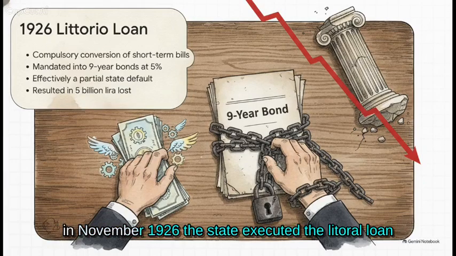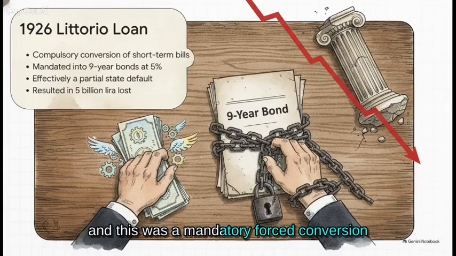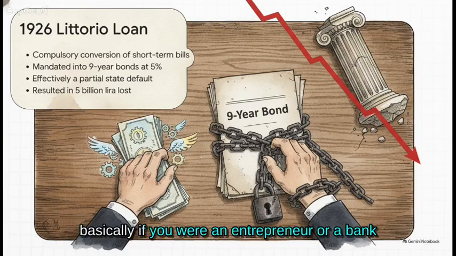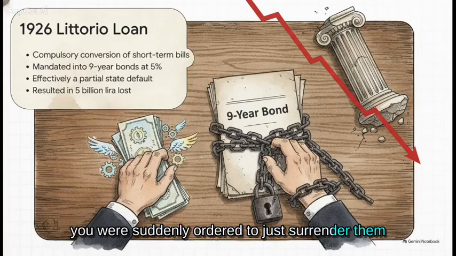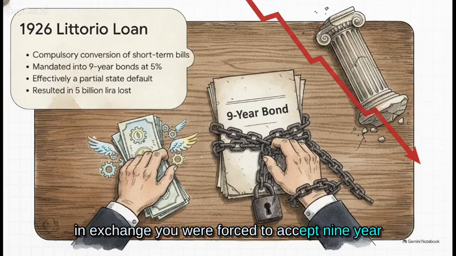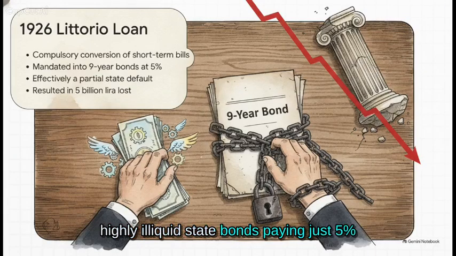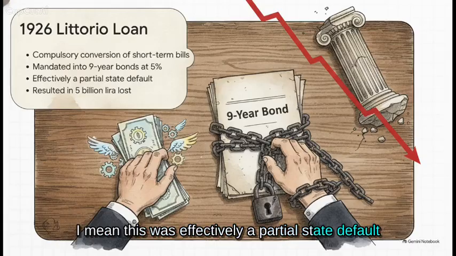In November 1926, the state executed the Littoral Loan, and this was a mandatory forced conversion. Basically, if you were an entrepreneur or a bank holding short-term government bills for your day-to-day liquidity, you were suddenly ordered to just surrender them. In exchange, you were forced to accept 9-year, highly illiquid state bonds, paying just 5%. I mean, this was effectively a partial state default.